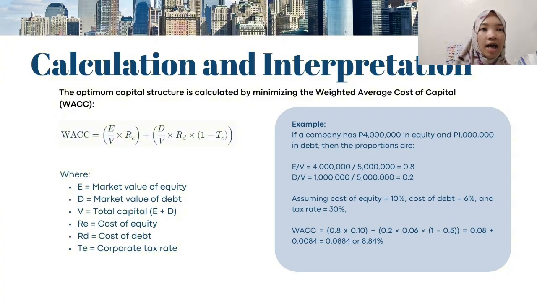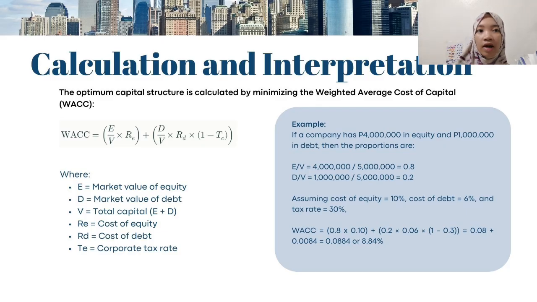No? So, if a company has 4 million in equity and 1 million in debt, then the proportions are, so first, kukunin muna natin yung equity over total capital and yung debt over total capital. So, as mentioned earlier, yung total capital nakukuha siya by adding the equity and the debt, which in this case is 4 million plus 1 million, which is 5 million. So, para makuha yung equity over total capital, we will divide 4 million by 5 million, which will give us 0.8. And yung debt over total capital naman is 1 million over 5 million, which will give us 0.2.